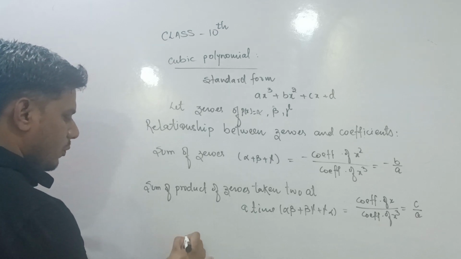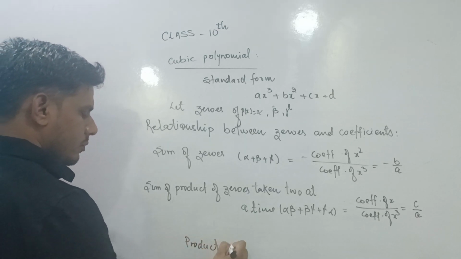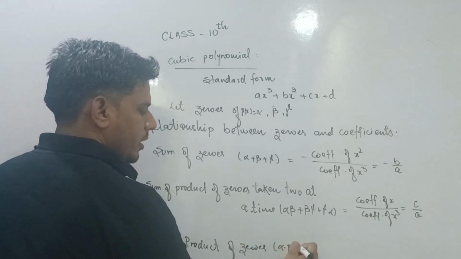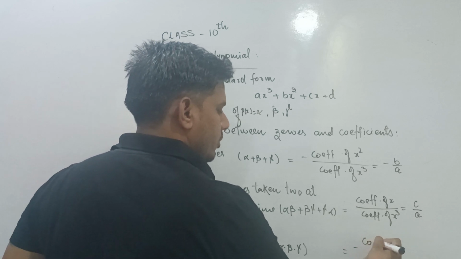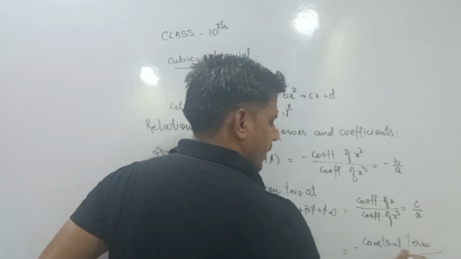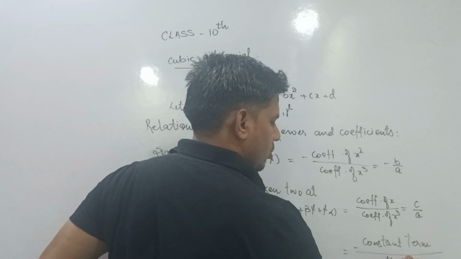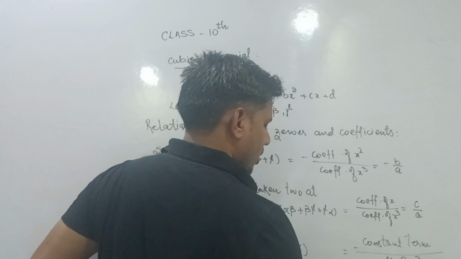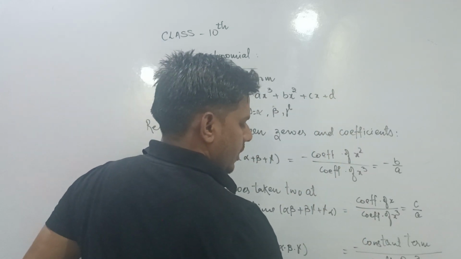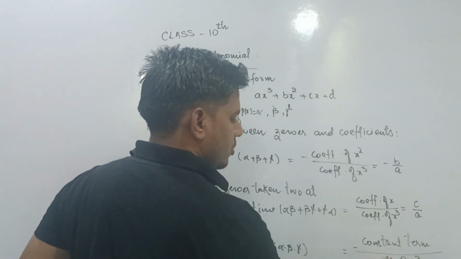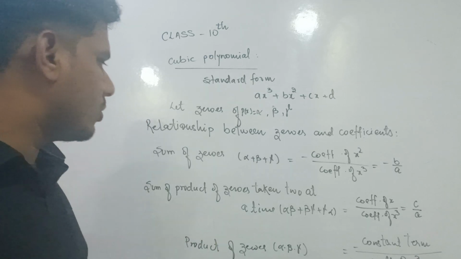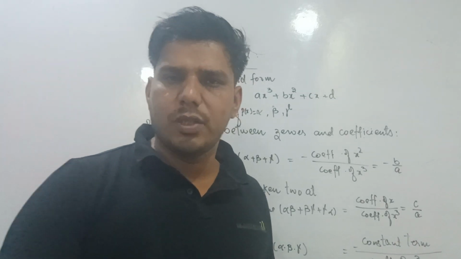And the last one we have is the product of zeros. Product of zeros will be alpha into beta into gamma. It will be equal to minus constant term divided by coefficient of x cube. Here the constant term is d, so minus d, divided by the coefficient of x cube, which is a. So these are the three relations between the zeros of a cubic polynomial and the coefficients.